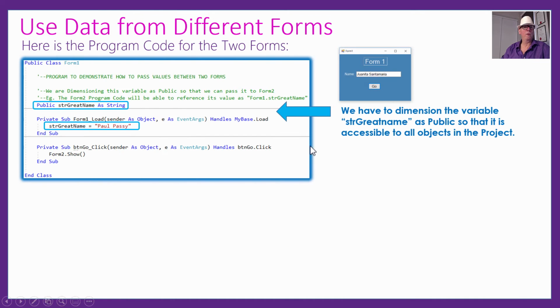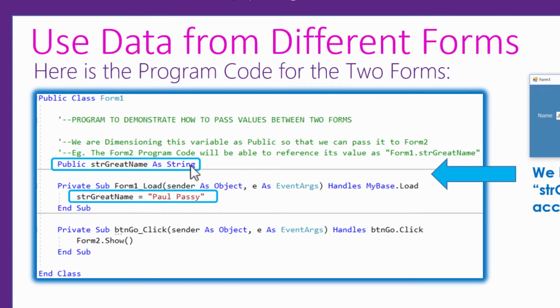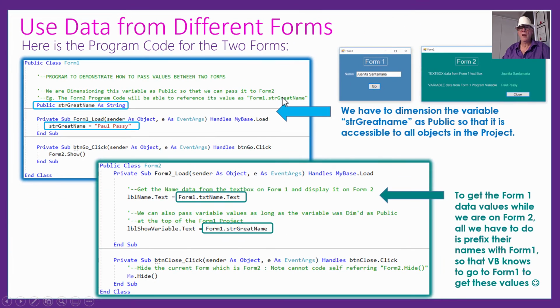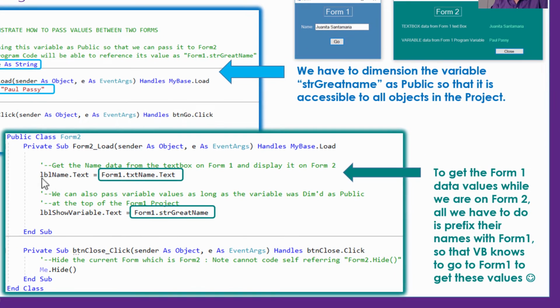In the code, here's form 1, like we were saying. We've just defined a variable and got Paul Passy in that variable, and also they've typed Juanita Santa Maria in the text box. Now on form 2, to have this display here, showing where it's retrieved that information from form 1, what we do is we just say, okay, the label name text in here on form 2 just needs to equal Form1.textName.text.